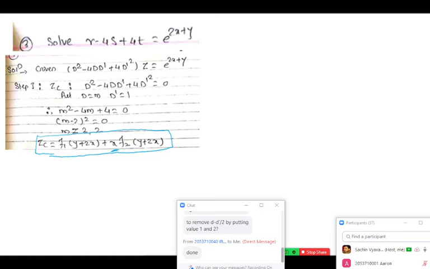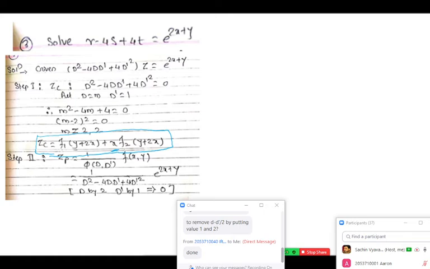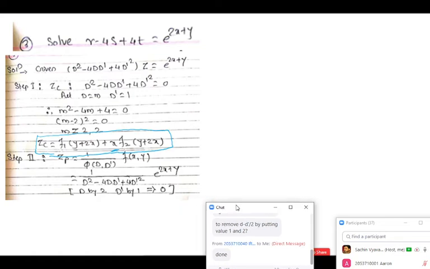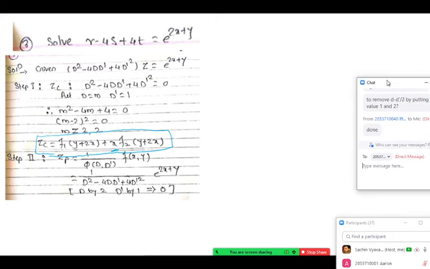But whenever we replace with 2 and 1 and the denominator comes to 0, only then we have to use the general method. That is the difference in LD and PD here. So PI equals 1 upon phi of D, D dash of f of xy, that is e raised to 2x plus y. When we replace D by 2 and D dash by 1, the denominator is 0. So we should write it in the form of D minus 2D dash, whole square, and apply the general method.